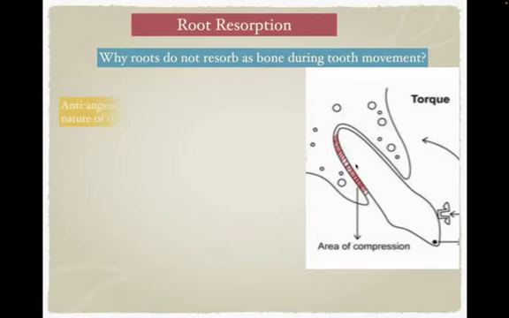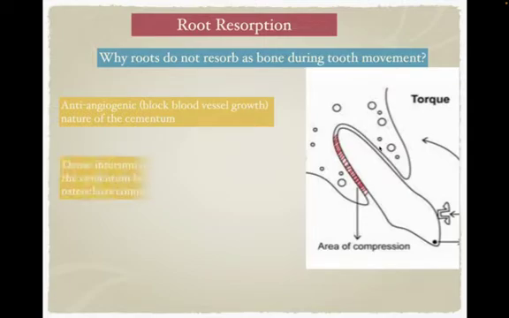Why not the cementum? First, we have something we call the anti-angiogenic effect of the cementum, which mainly blocks any blood vessels from growing inside the cementum. So in the bone, we have the cortical bone and the cancellous bone, and we have bone marrow inside the cancellous bone. So we have blood vessels, so we have cells that are responsible for bone resorption. While in cementum, blood vessels can't grow. For that reason, it is more resistant to resorption compared to the bone.